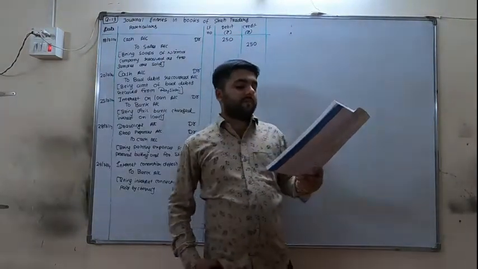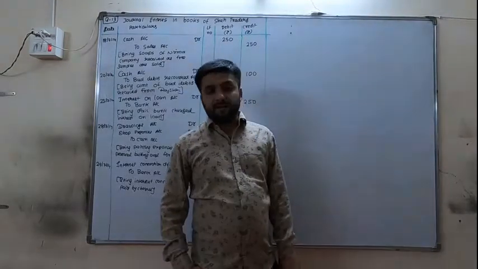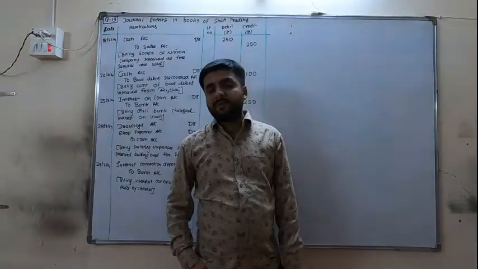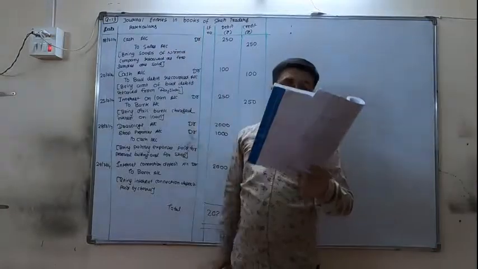Both life insurance premium of son and fire insurance premium paid by check. Life insurance premium is our personal, so drawings account debit. Fire insurance is of business, so fire insurance premium account debit. Both are paid by check, so bank account credit. Okay, now the things are here.